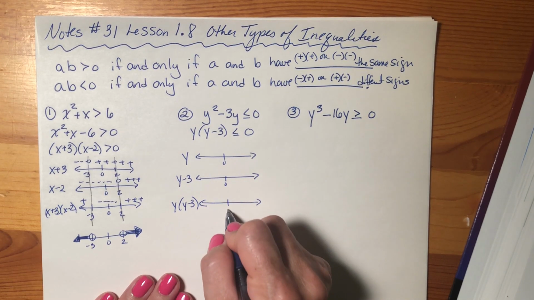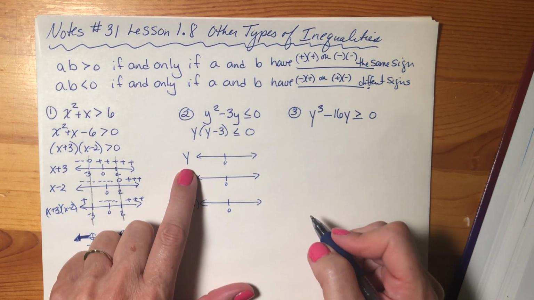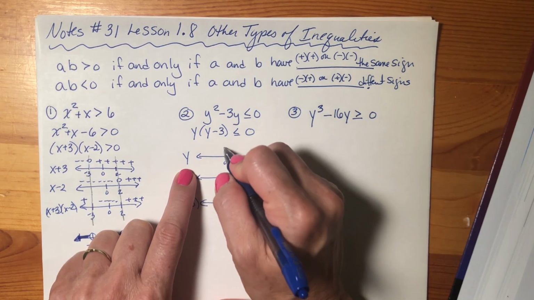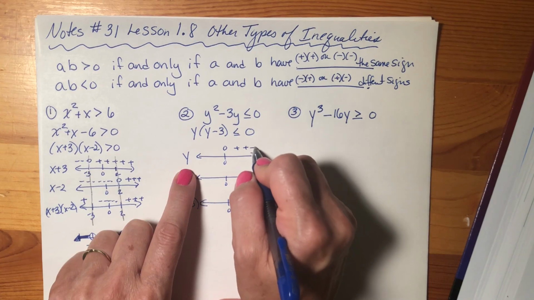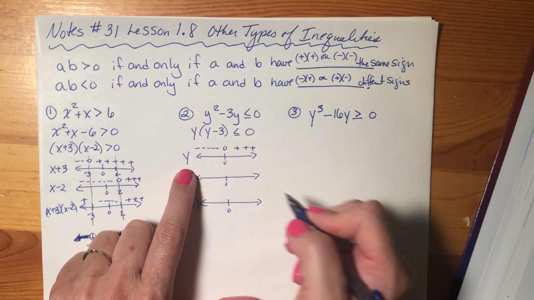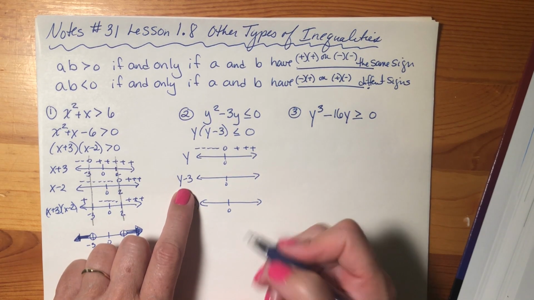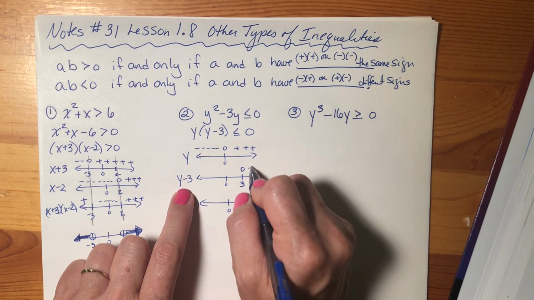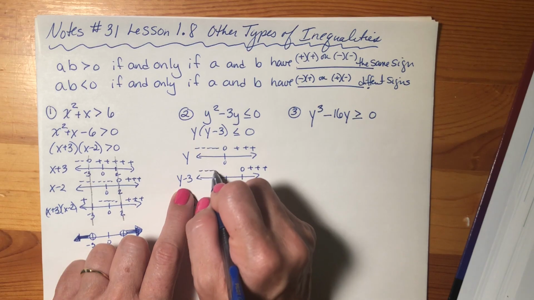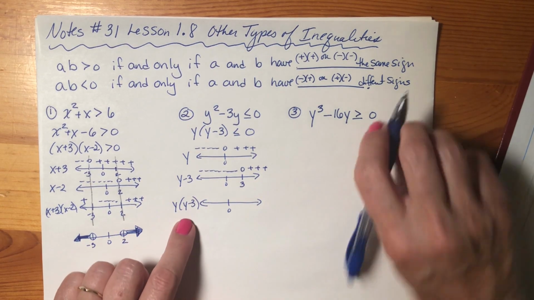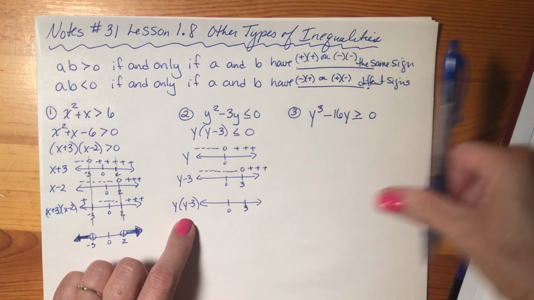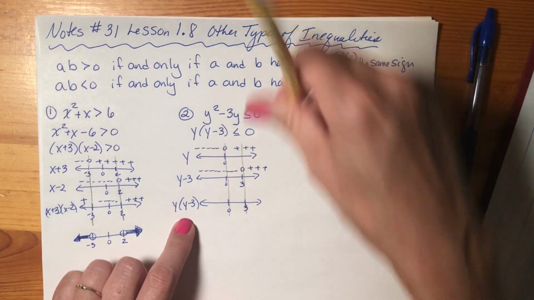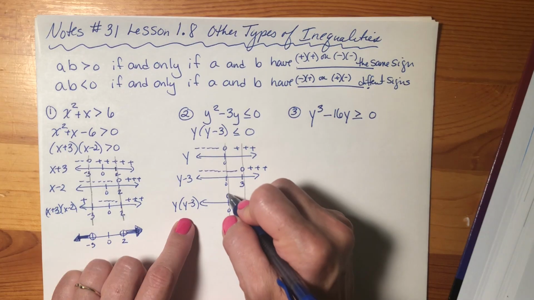All right, put 0 in. Always anchor yourself with 0. So think about the factor of y. What would make the factor of y equal to 0? Well, 0. And all the values to the right would be positive, and all the values to the left would be negative. How about y minus 3? What would make that equal to 0? Positive 3. All the values to the right would be positive. All the values to the left would be negative. So I'm going to drop that 3 down, drop that 0 down. Here they are right there.